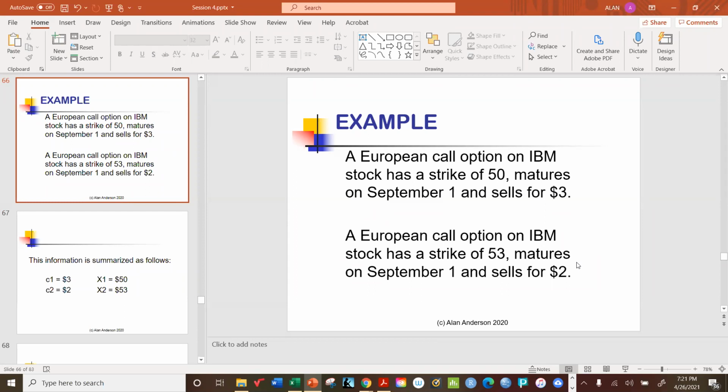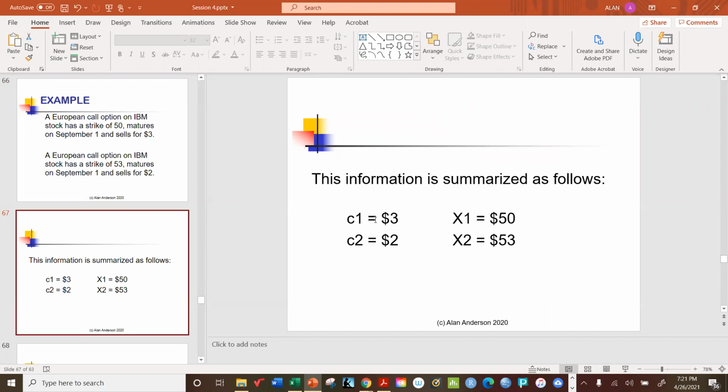So we're going to buy the lower strike call, and we're going to sell the higher strike call. Let's put it together in the following way. We've got two calls. The first one has a price of $3 and a strike of 50. The second one has a price of 2 and a strike of 53.